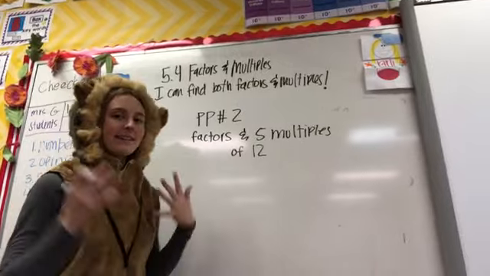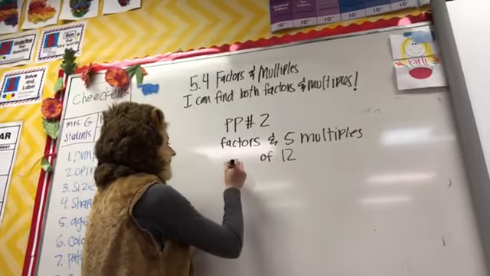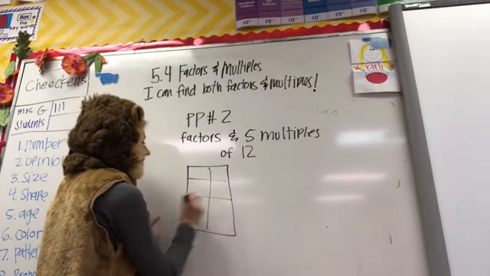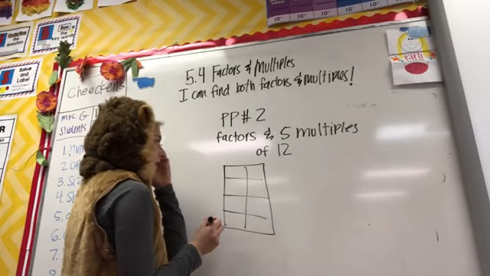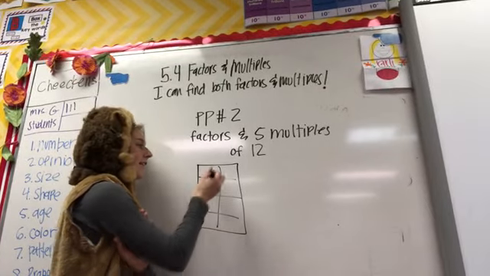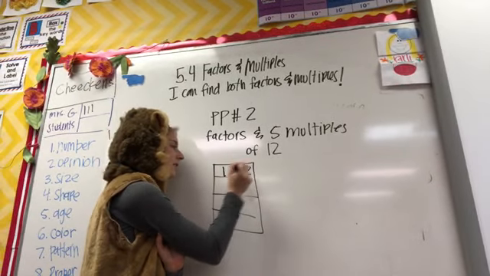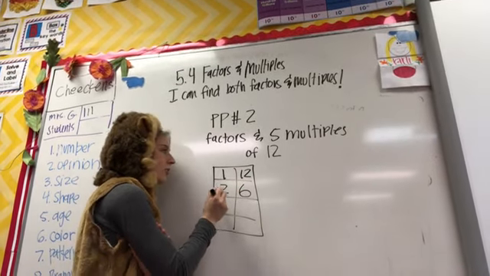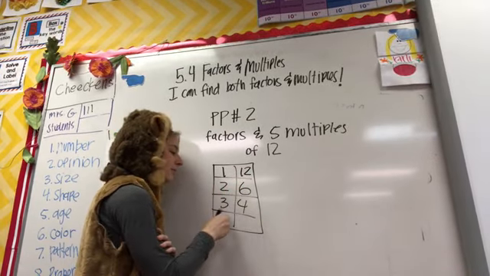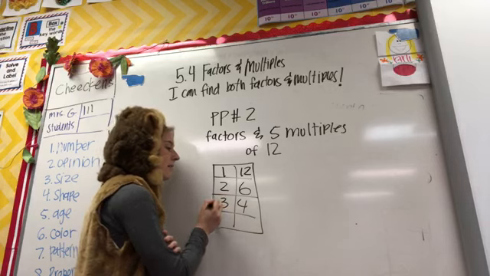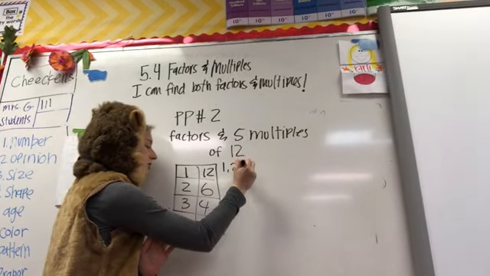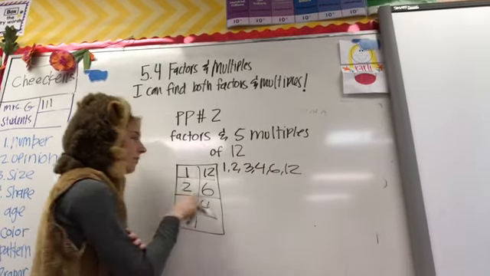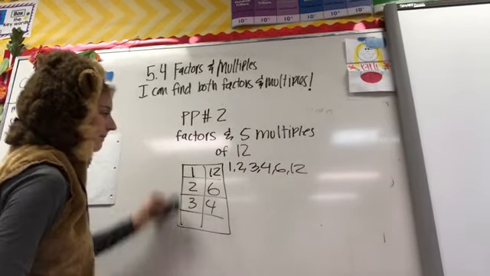I'm going to start with factors. These are the facts that make up 12. I'm going to do my little factor tree. All right, I know on factors, I have to list facts. So 1 times 12, 2 times what gives me 12? 6, 3 times 4. The next one would be 4, but it's already there. So I'd have 1, 2, 3, 4, 6, and 12. These would be my factors, okay?